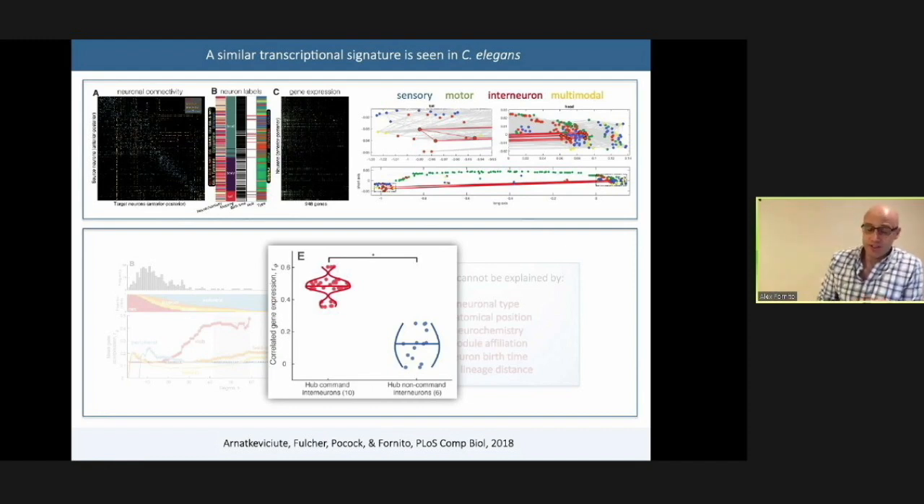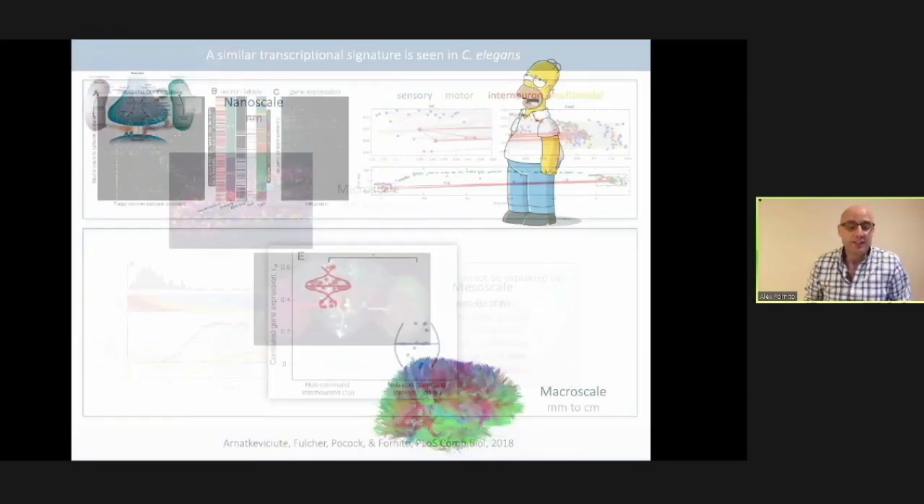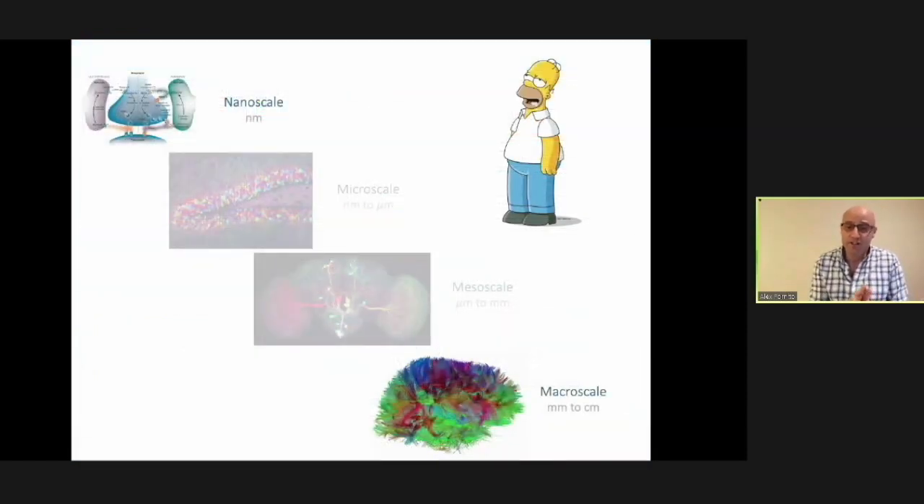So what these results collectively suggest then is that this transcriptional similarity between hubs is not related to anatomy or chemistry or developmental proximity, but may instead be related to the actual functional roles of the hubs in a network. So it's quite nice to see this replication of findings across worm and mouse, but then of course it does raise questions about what we see in humans.